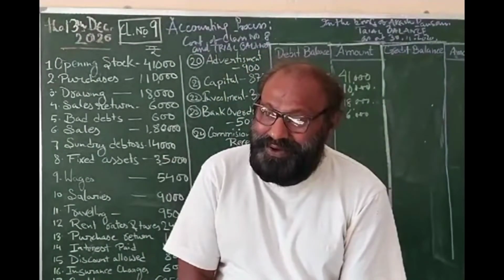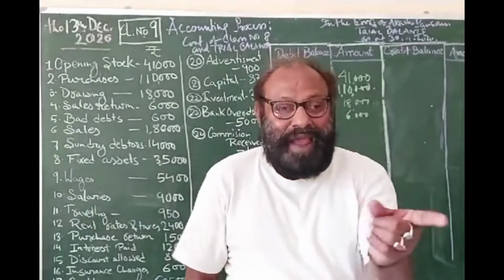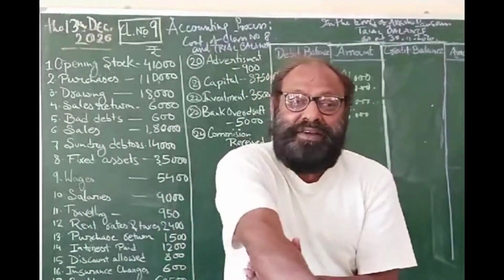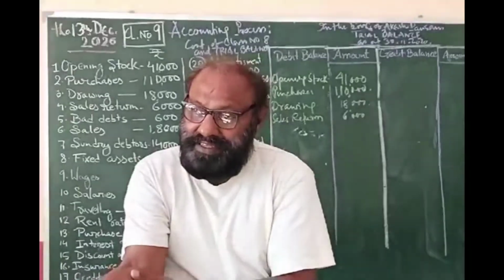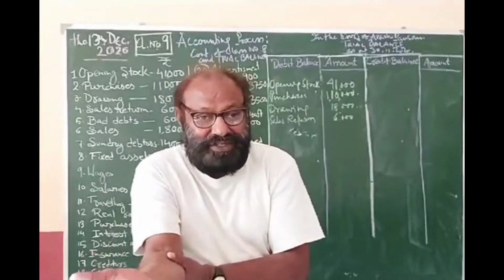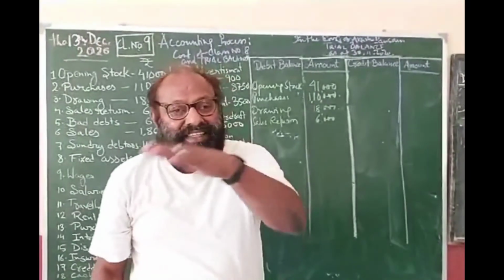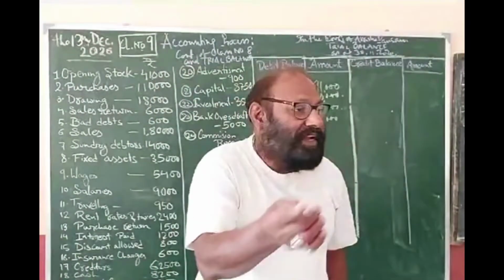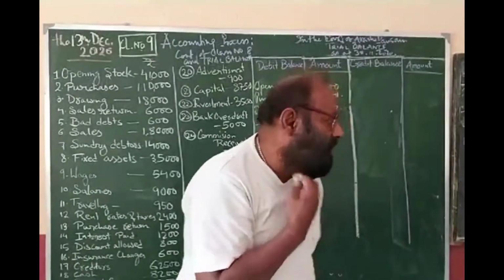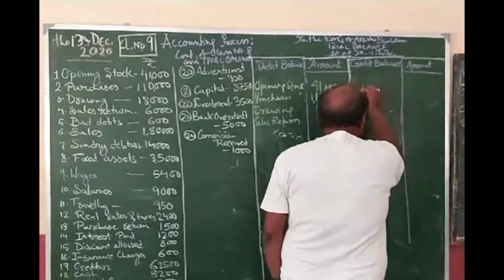So it is bad debt. So what will we do? Whenever I sell goods to Sumit, Sumit is a debtor, so debtor account debit to sales. When the debtor is reduced, what will it be? Debtor is credited, and for what purpose? For bad debt. When bad debt occurs, what will be the journal entry?